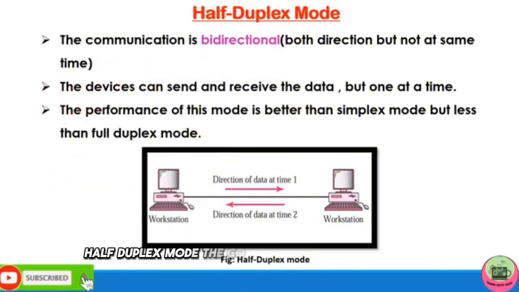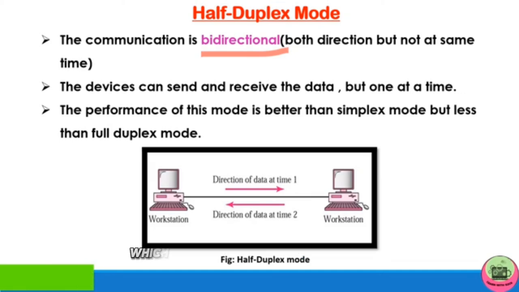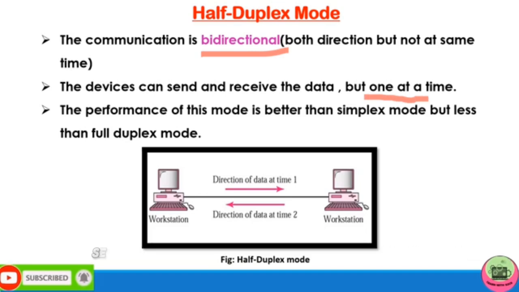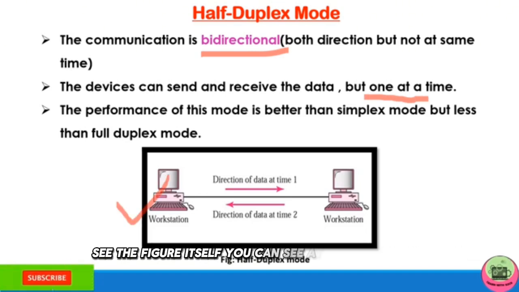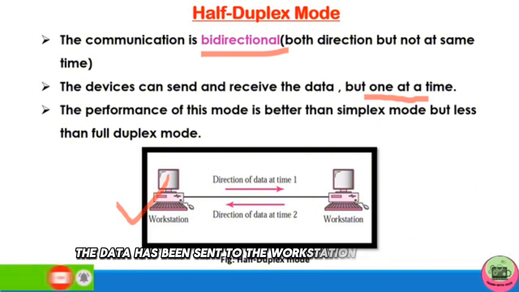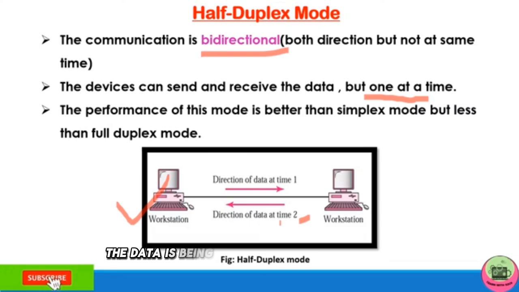Half duplex mode: the communication is bidirectional. Both directions but not at the same time, which you have to be very clear about in half duplex. Don't get confused with full duplex. It is bidirectional but not at the same time. The devices can send and receive the data but one at a time. See here, in the figure itself you can see. At time 1, the data is sent to workstation 2. And at time 2, the data is received by workstation 1. So the performance of this mode is better than simplex mode but less than full duplex mode.